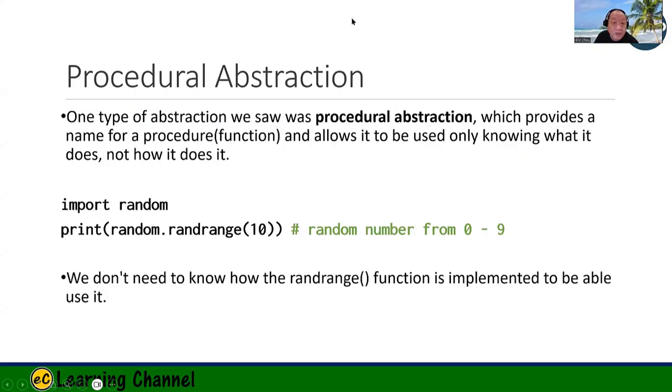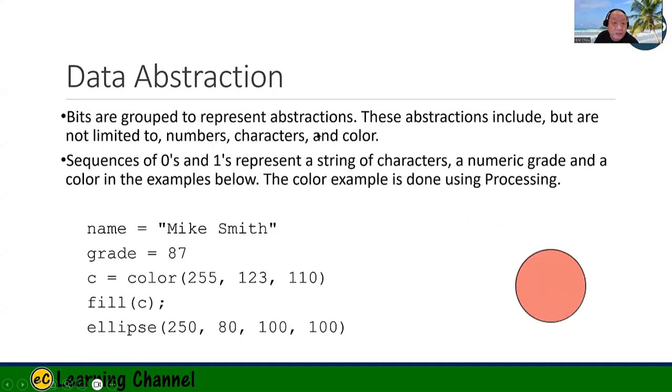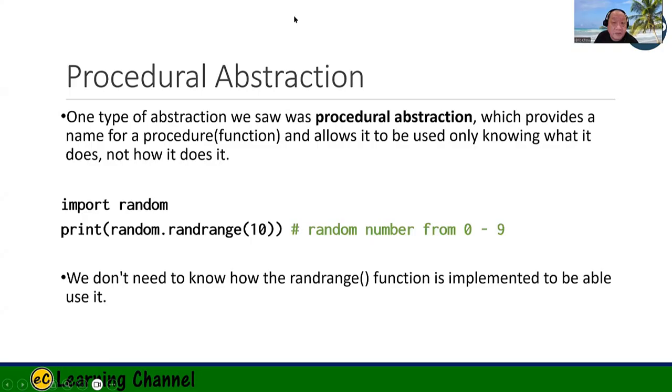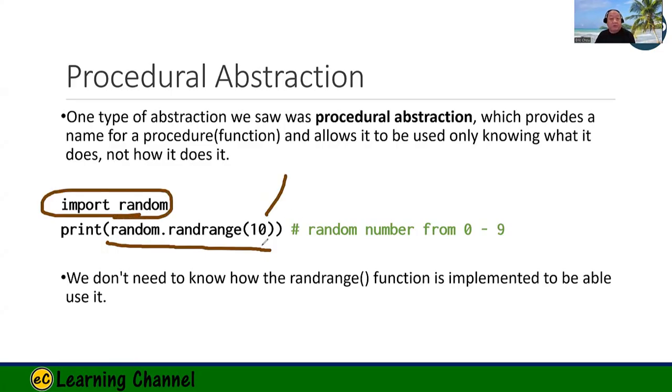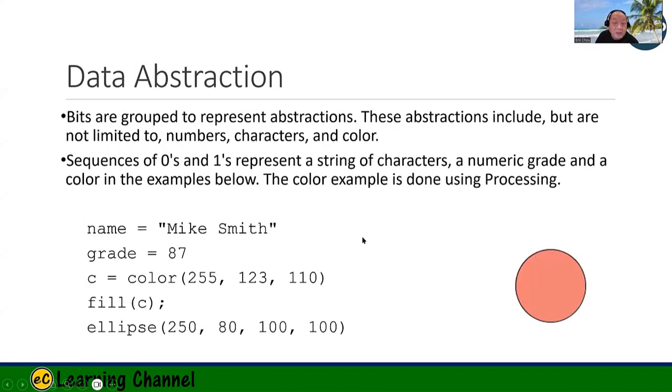So procedural abstraction is, for example, when you want random number generation. You use random range. This one is Python code. You don't need to care about how to write the program, you just put in 10, and you will generate a number from 0 to 9. That's called a random number. Is that okay so far? Yeah. And then you may have data abstraction.